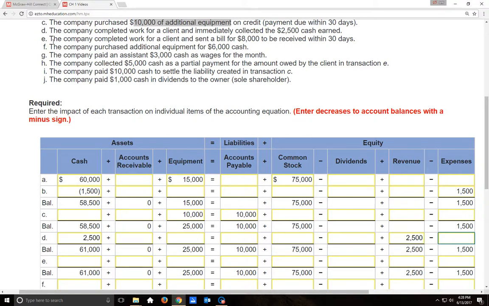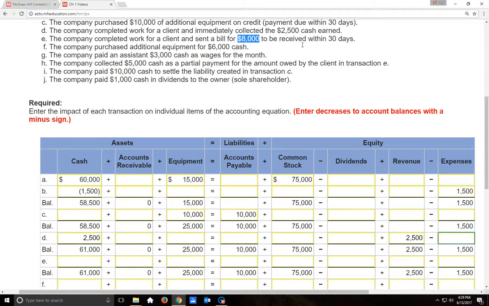Let's do one last one here, Part E. The company completed work for a client and sent a bill of $8,000 to be received within 30 days. What accounts are involved in this transaction? Well, we know that the company completed some work for a client, and that's revenue to them, so they definitely received a revenue of $8,000. But are they getting cash now? No, the cash will be received in 30 days. So instead of an asset called cash, they've received an IOU called an account receivable.